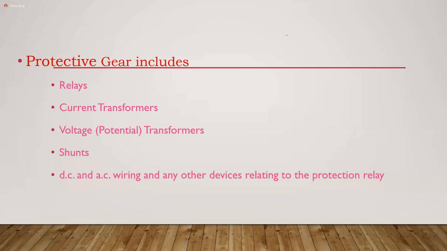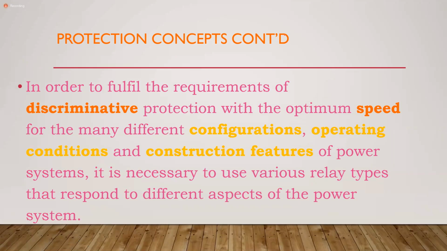Not really, sir. So to fulfill the requirements of what we call discriminative protection, because this is one instance in which discrimination is a positive thing. All right. So we want to have discriminative protection, and this must be done at the optimum speed. We want to do it as fast as possible. So you want to discriminate, and you want to discriminate quickly.